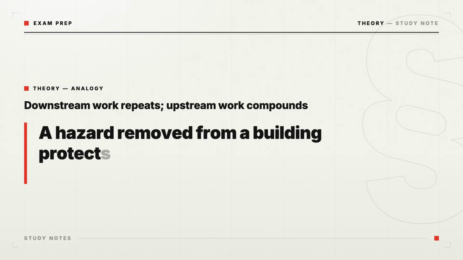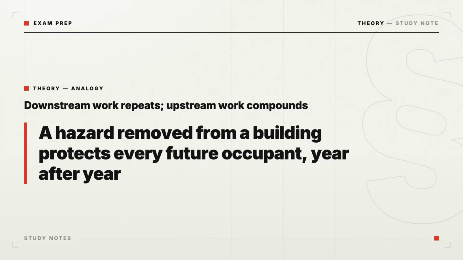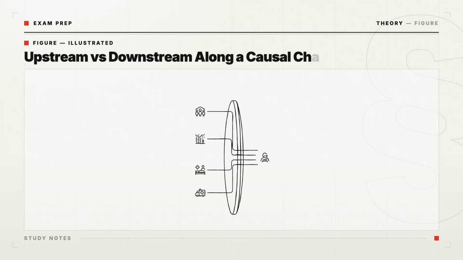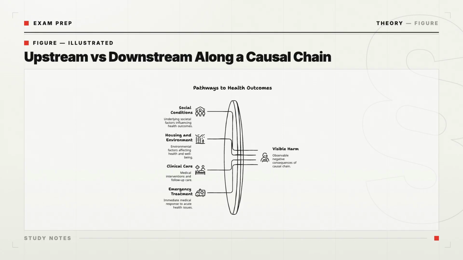The reason upstream work wins over time is compounding. Every downstream rescue has to be repeated for the next patient, but an upstream fix like removing a hazard stays removed for every future occupant and every future cohort of children. Upstream simply means acting on a cause several steps back from the visible harm, along this kind of causal chain.